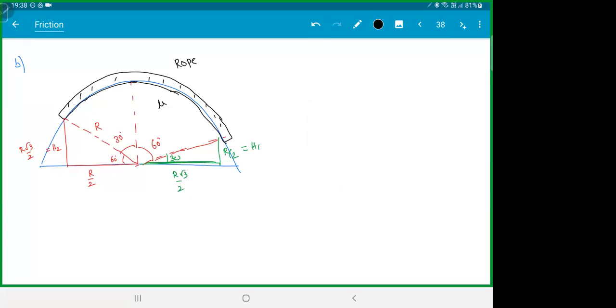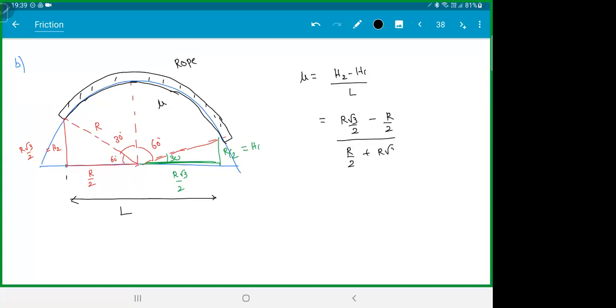And we said, from here to here, this would be your length L. So friction mu will be difference in height, h2 minus h1, by L. h2 is r root 3 by 2 minus r by 2, by length, which will be r by 2 plus r root 3 by 2. If you know this thing, you'll get the answer pretty fast. Root 3 minus 1 by root 3 plus 1. Check.